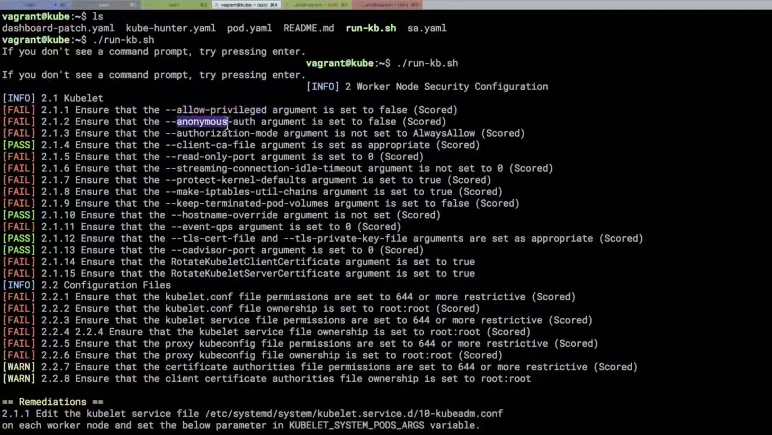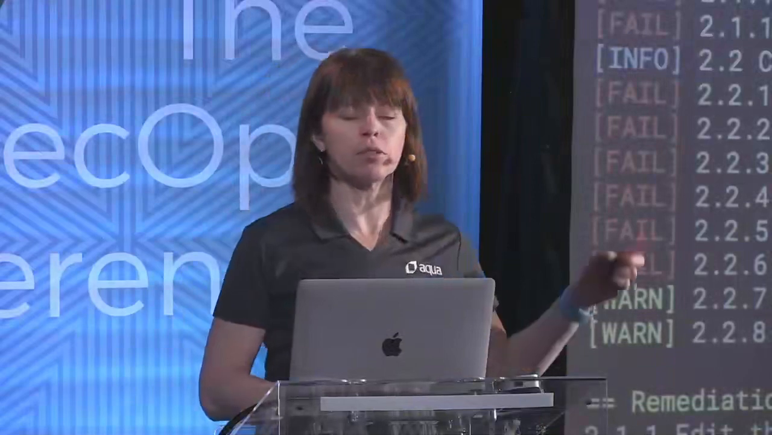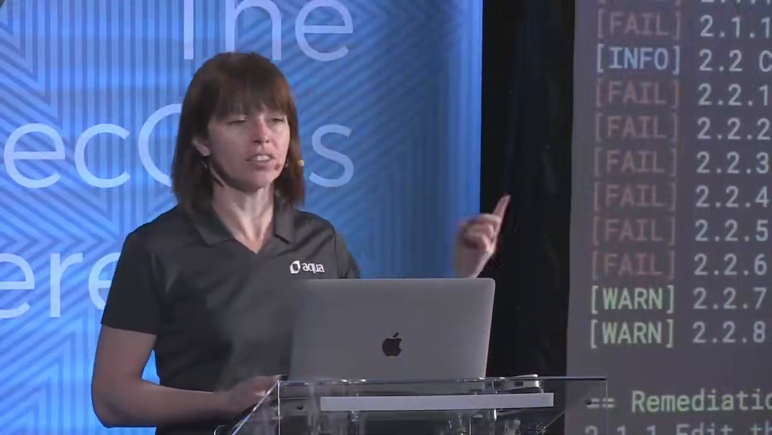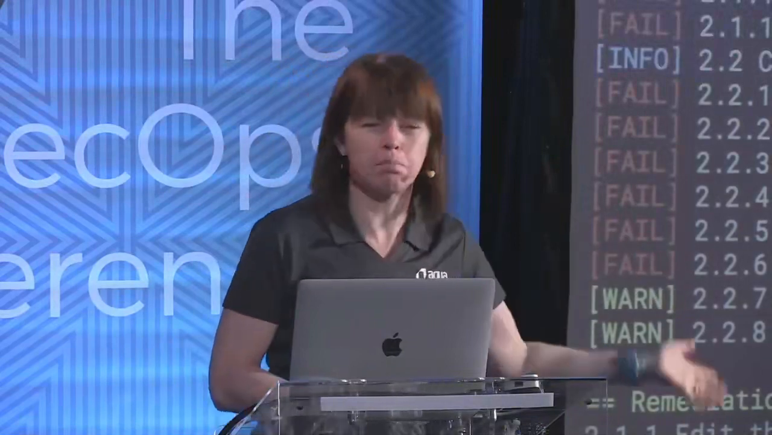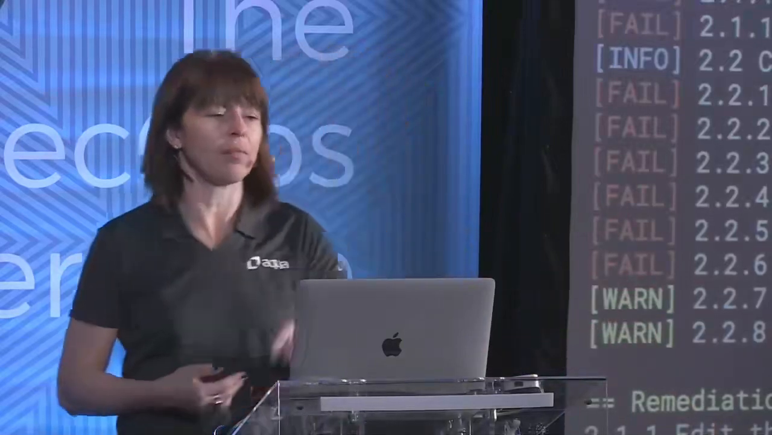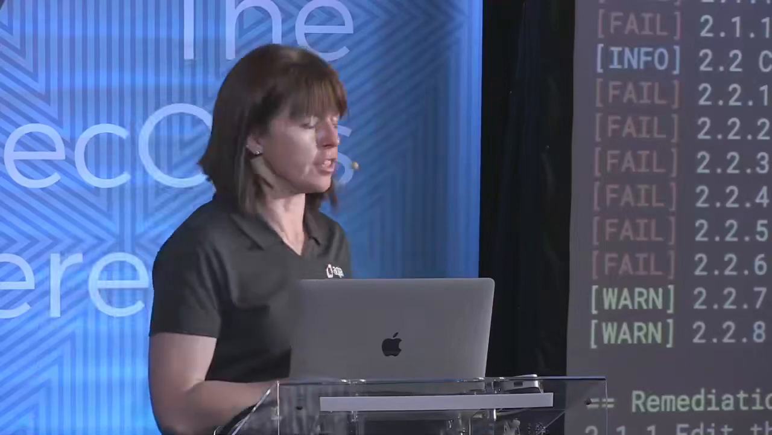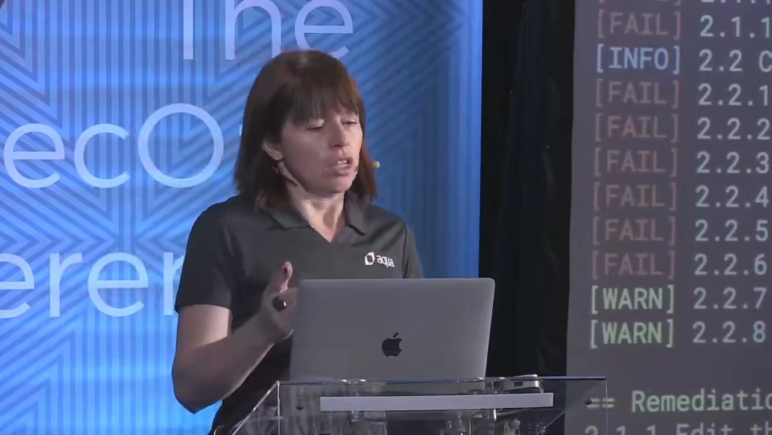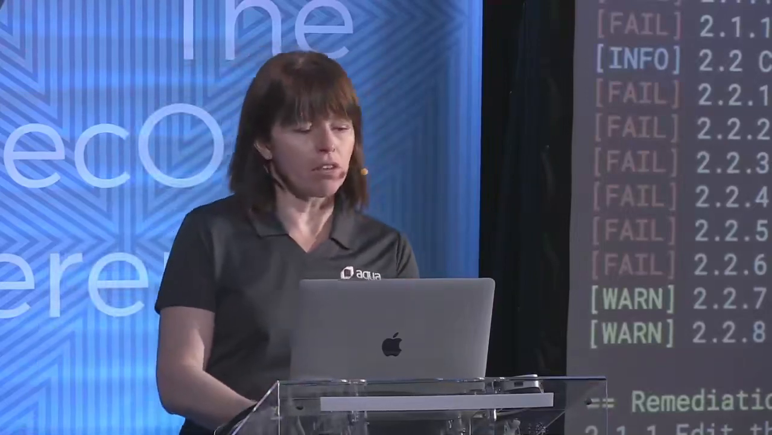And anonymous auth. For the kubelet API, it's a very bad idea to let people anonymously connect to it, because that's basically like having root privileges. Anyone who can connect to the kubelet API can do anything they like if anonymous authentication is permitted. So both of those things are currently wrong.